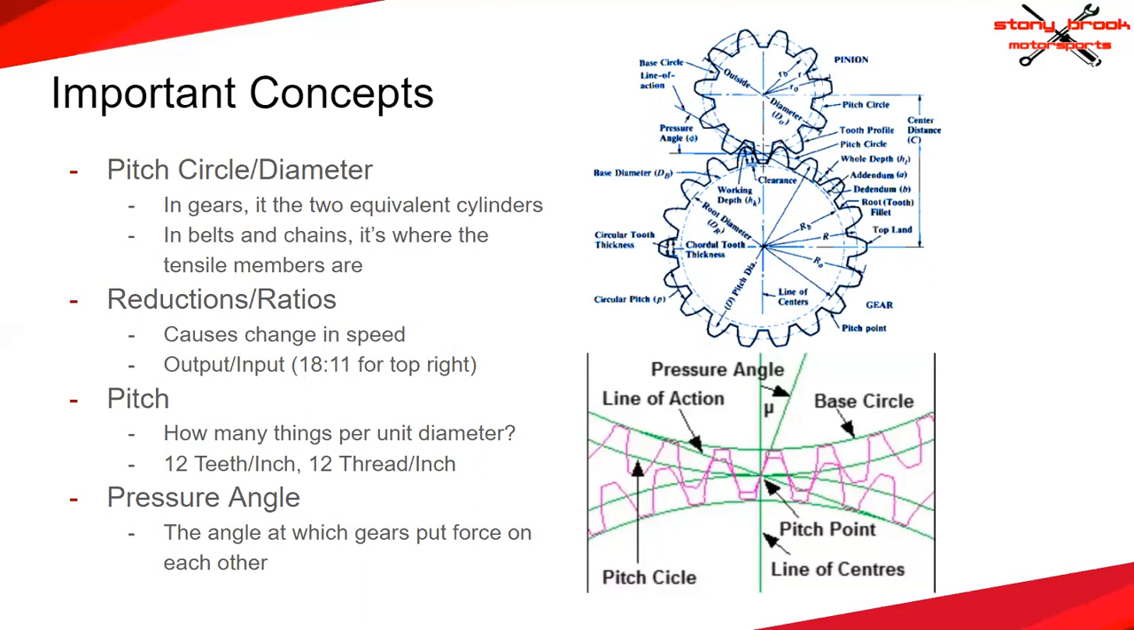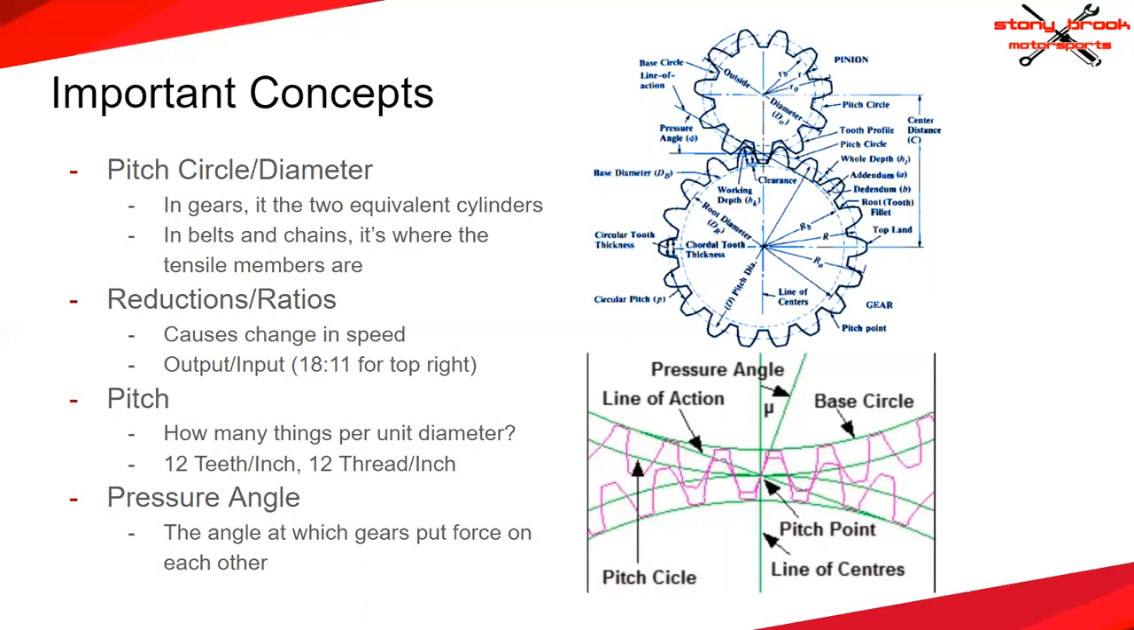And with that also comes the associated pitch, which is how many things per unit diameter. In the case of gears, it's how many teeth you have per, let's say, diameter, or in the case of fasteners like bolts, how many threads per inch.